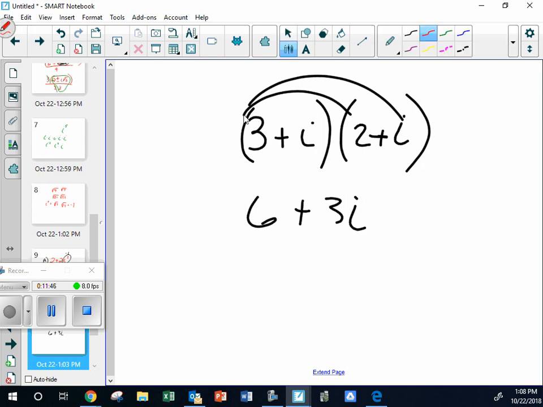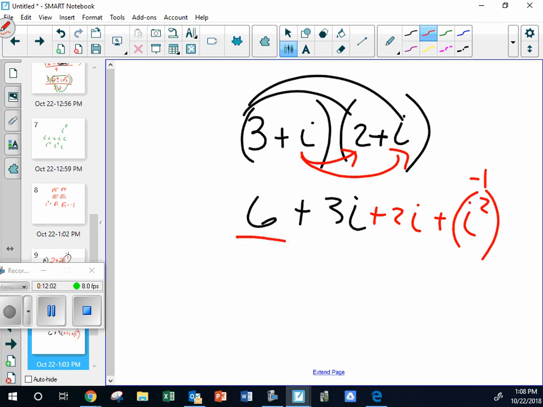All right, now I'm going to do the i times the 2, and that makes 2i. And then I'm going to do the i times the i, and that makes the big special one, i squared, which you know is really what? -1. So if that's really -1, it can go with the 6 and make what? 5. Plus, those guys go together, 5i.